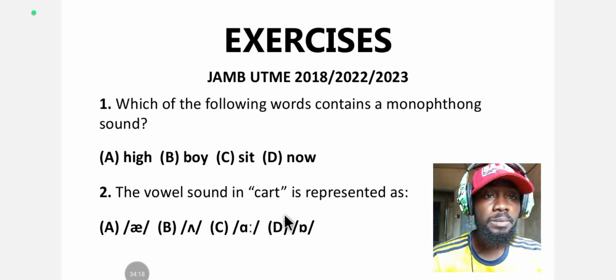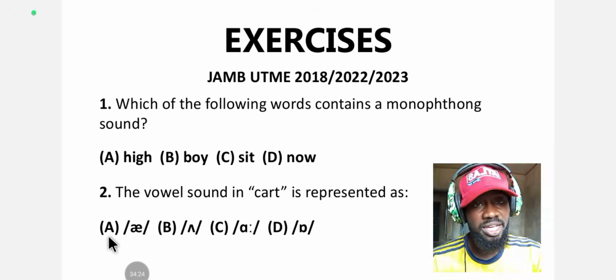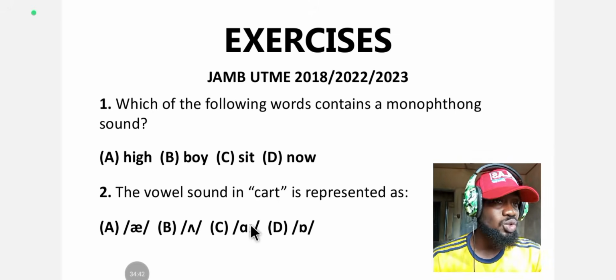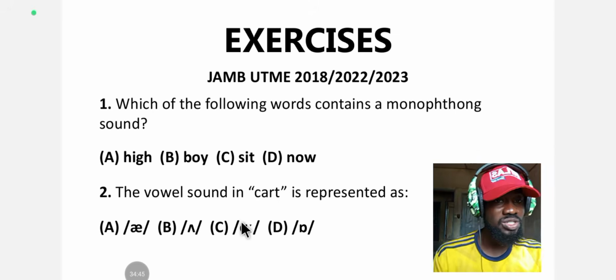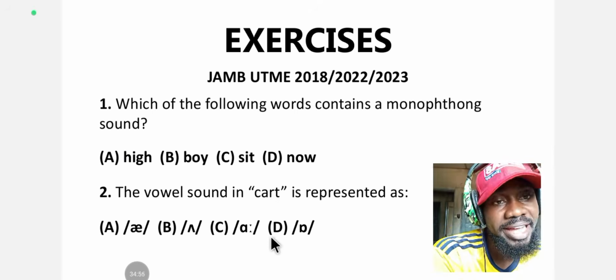So he said the vowel sound in CART is represented as what? A, this one, which is A and E meshed together. B, this one, this is pronounced A. Then C, which is pronounced as A, and you have these two dots here. Remember what I told you about the two dots, like the colon type of stuff. It means you should draw it. Then D, you have the A.